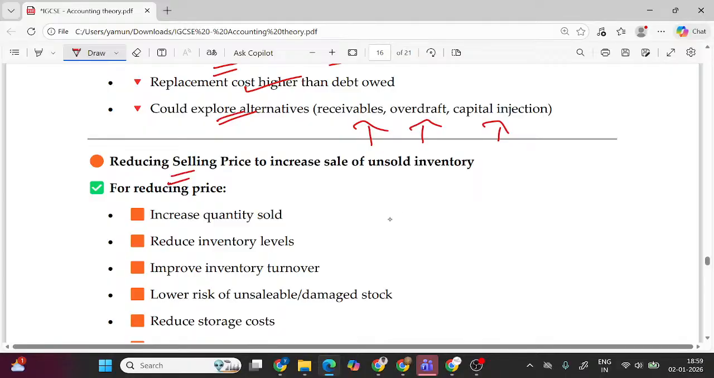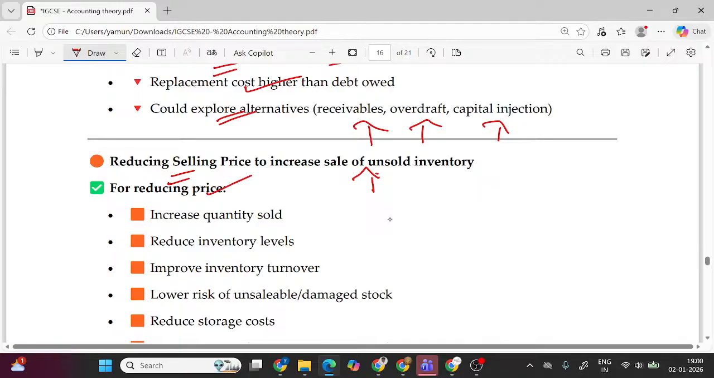Reducing selling price to increase sale of unsold inventory. If there's unsold inventory and you don't want to reduce the selling price, at one point of time, what happens? See, they say year-end sale, year-end stock clearance sale. If it's not sold at all, automatically the product goes old and you will be having the stock, which means what? You don't get the profit.